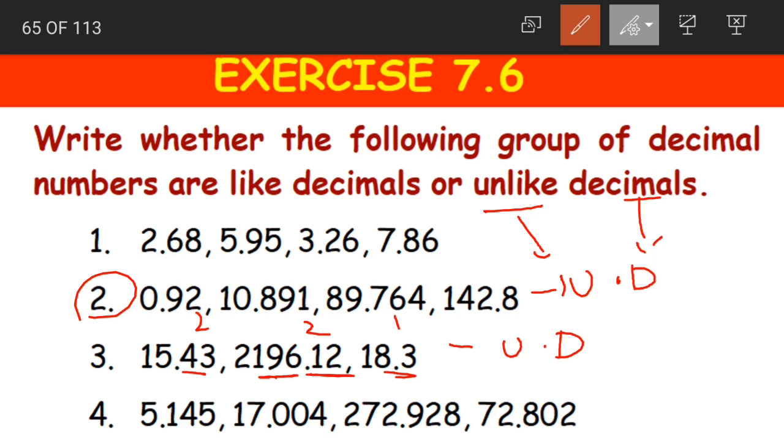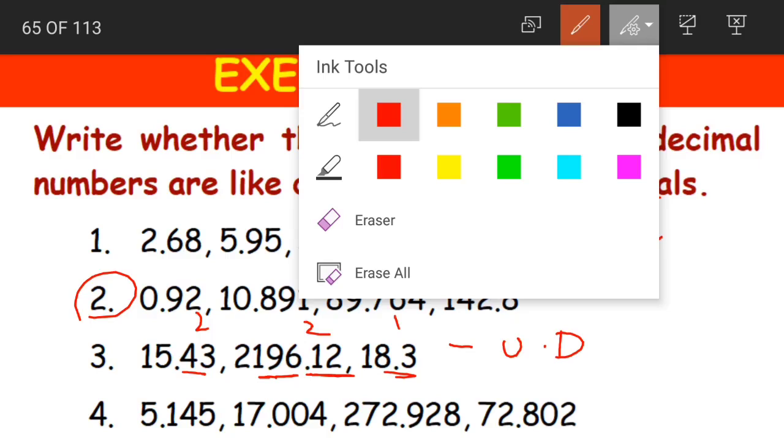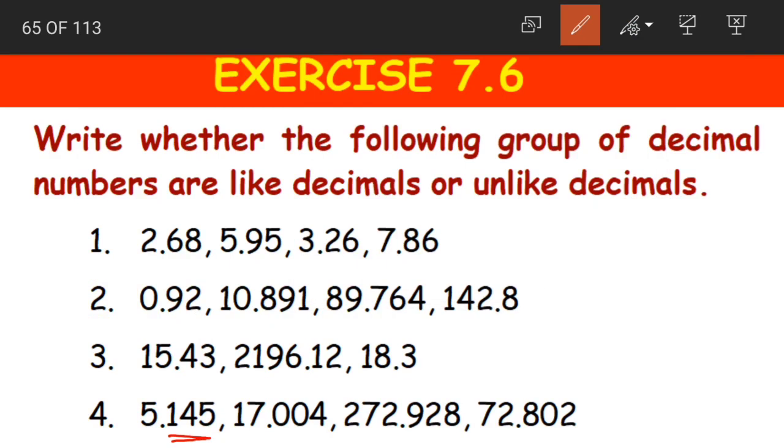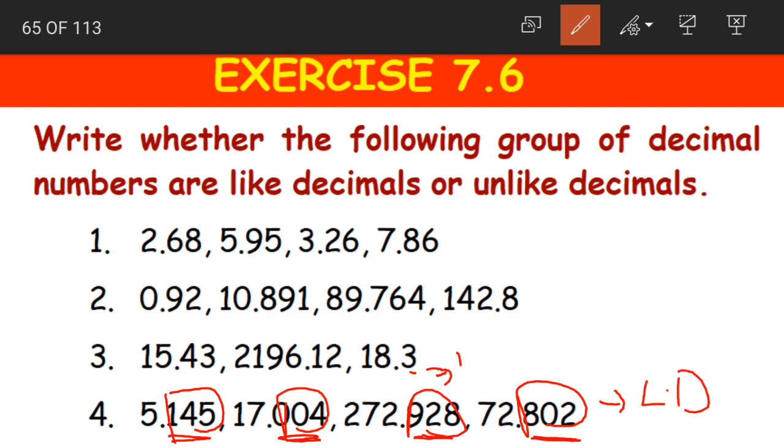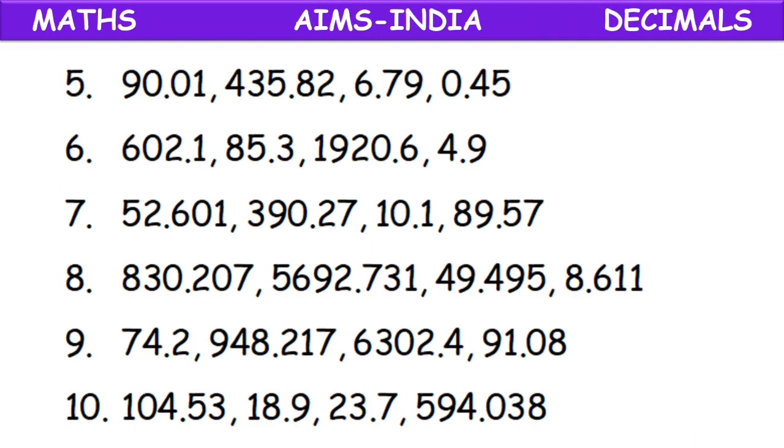Coming to the last one: 5.145, 17.004, 272.928 and 72.802. Again children, if we observe, the given numbers have the same number of decimal places. All these four have only 3 decimal places. So these will be called like decimals. Is it clear how to distinguish between like and unlike decimals?